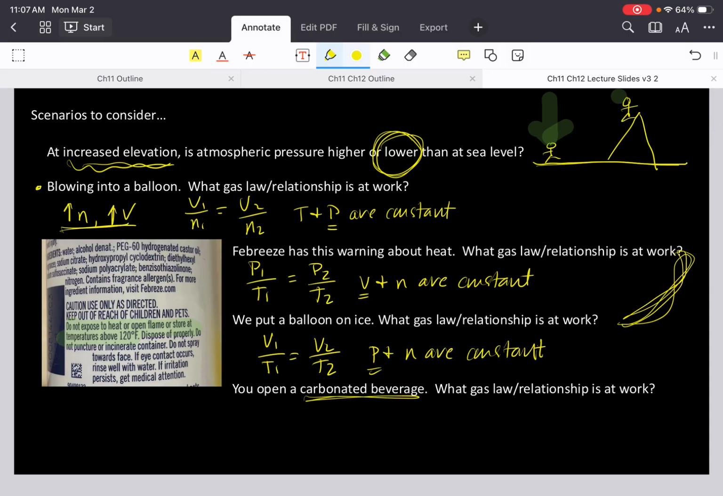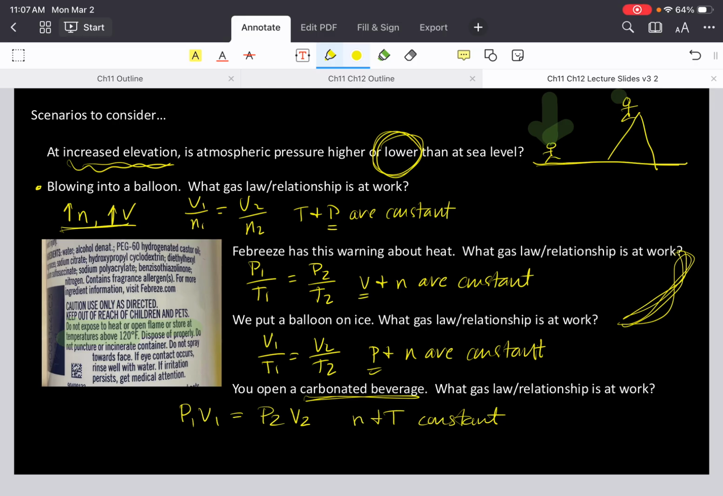Carbonated beverages: I assume we've all opened one before and heard that fizzing sound that indicates gas is escaping from the vessel. So gas is moving from that tiny little space above the liquid into the giant room that is available, meaning that the volume is going up because we have changed the pressure. This is the only one that is different. If we're talking about P and V, that means N and T are constant.